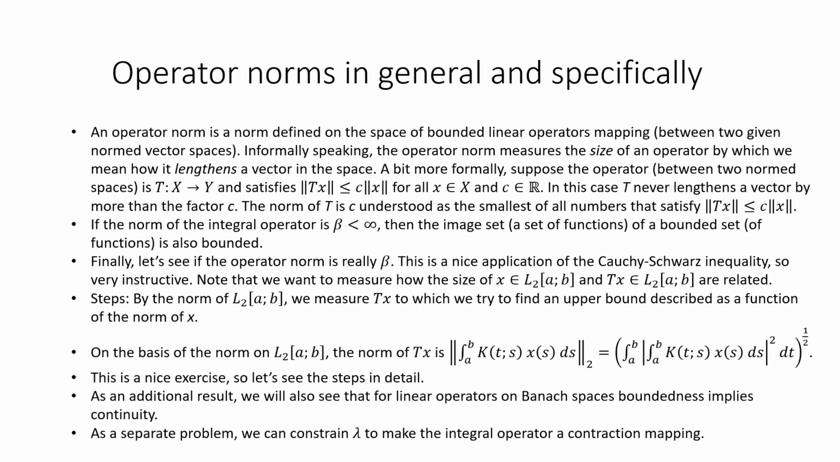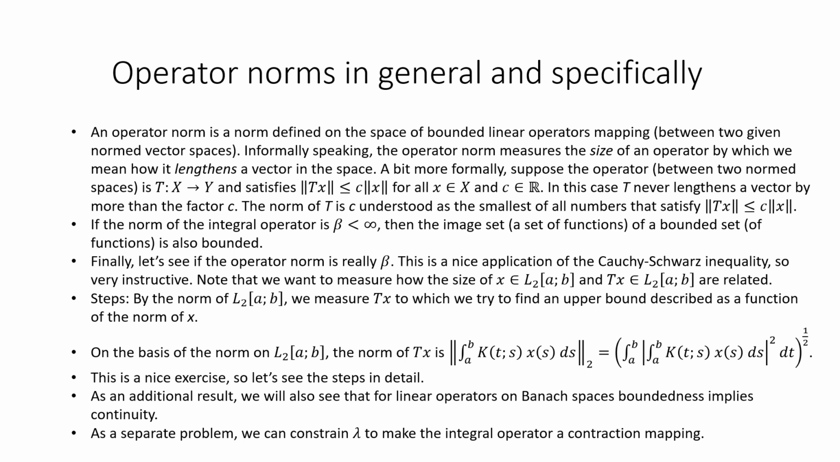So I think it requires no further explanation. If we have a bounded set of functions to which we apply the operator, which has finite norm, then the image set of this bounded set must also be finite. Okay, so let's check if the operator norm is really beta.